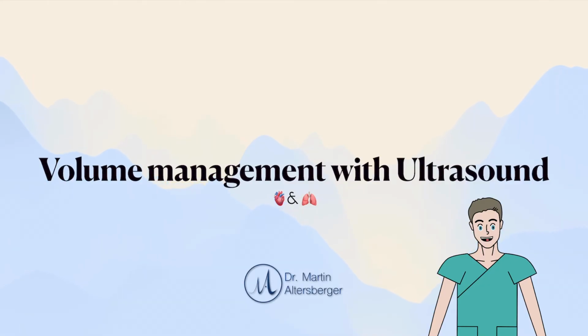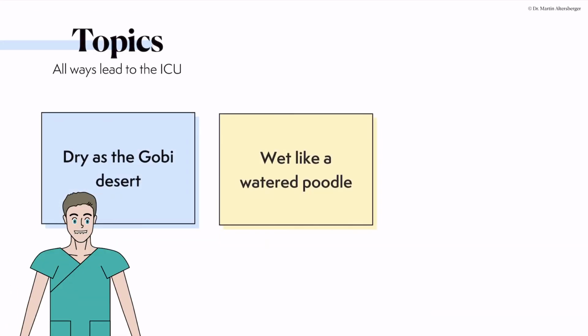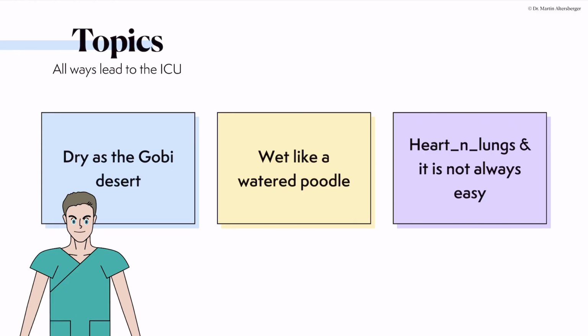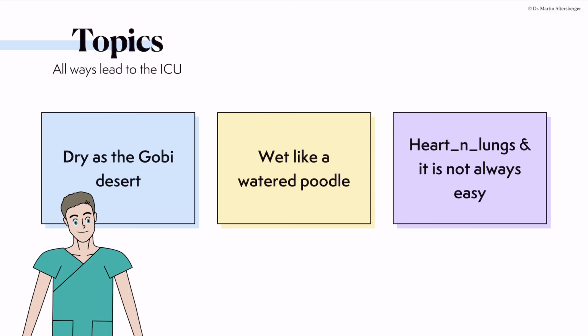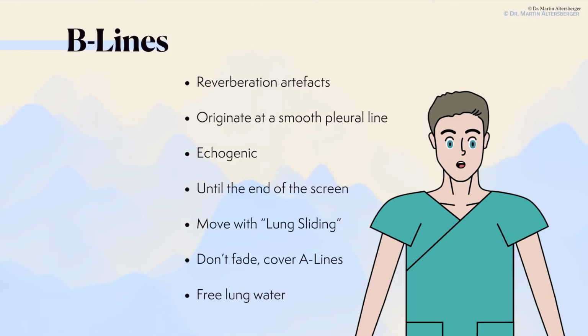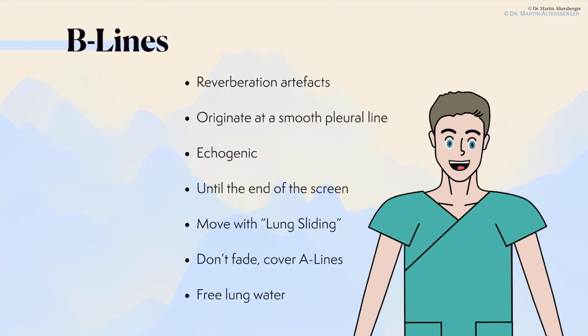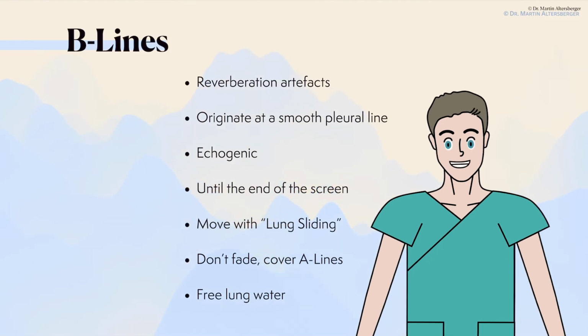Starting with volume management with ultrasound, it's crucial to understand, it's always to differentiate: is this patient really dry as the desert? Is this patient wet like a watered poodle? Or is it about the heart, the lungs, and many more things, and not always that easy? Overall, patients with severe hypervolemia or hypovolemia always find the way to an emergency department and further on to intensive care treatment. Initially, I want to discuss B-lines.